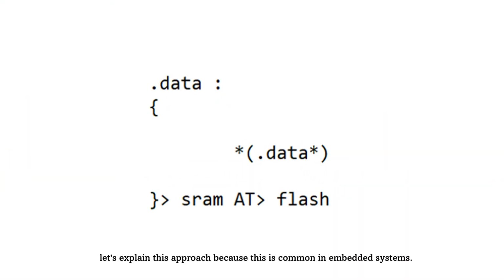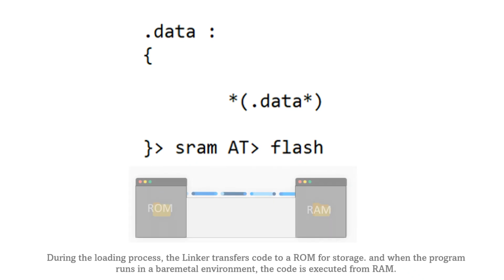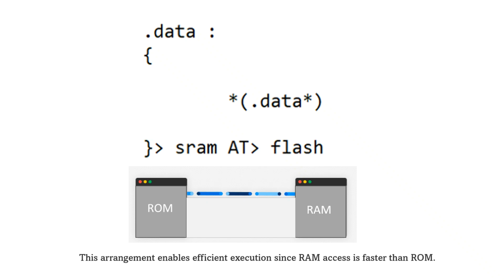Let's explain this approach because this is common in embedded systems. During the loading process, the linker transfers code to a ROM for storage. And when the program runs in a bare metal environment, the code is executed from RAM. This arrangement enables efficient execution since RAM access is faster than ROM.